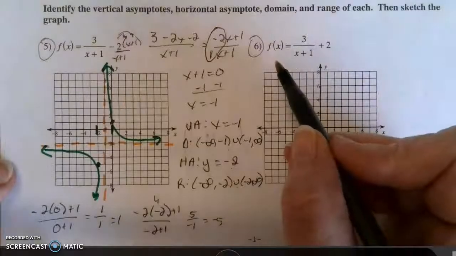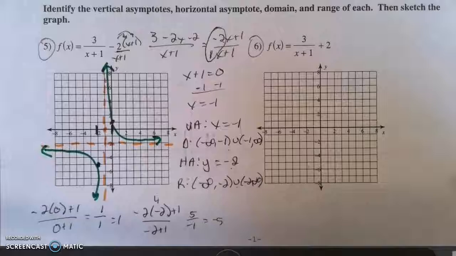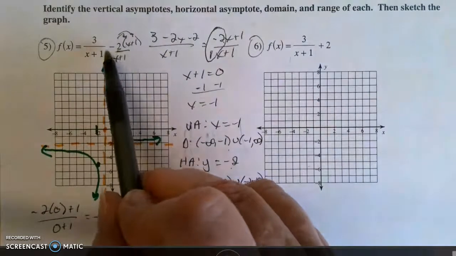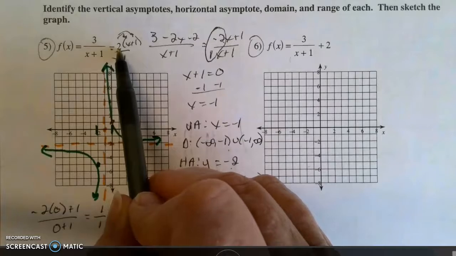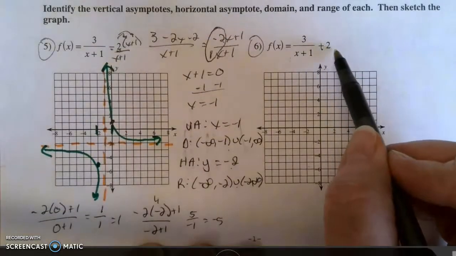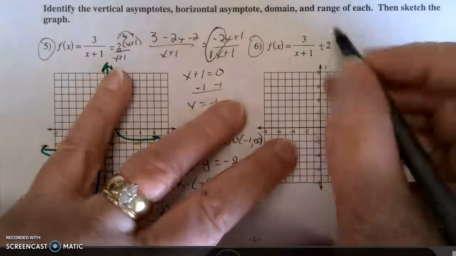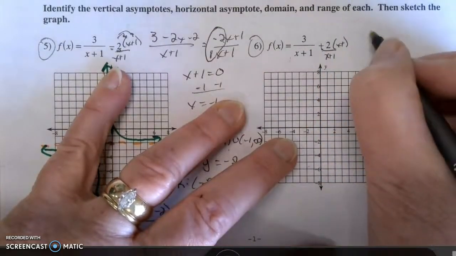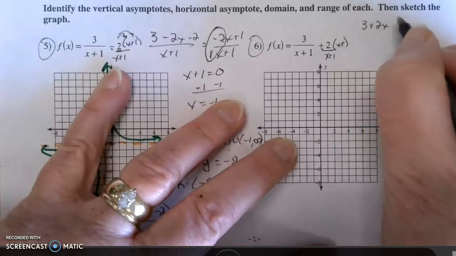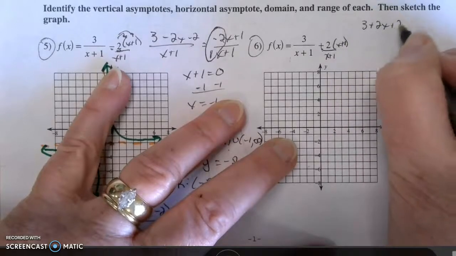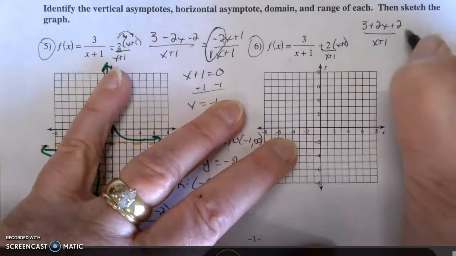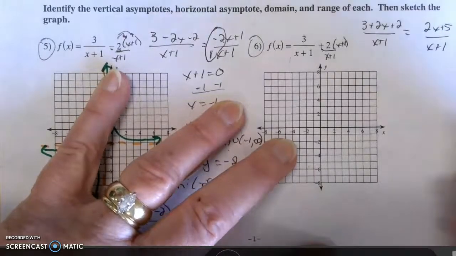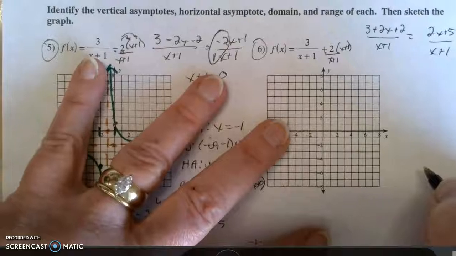Okay, let's go one more and then I'm going to let you work. So my denominator again is x plus 1. So this one had a -2. Okay, this time we've got a +2. So it's all the same, it's just this time it's a plus. So I've got 3 plus 2x plus 2. So I've got 2x plus 5 over x plus 1. That is my function.